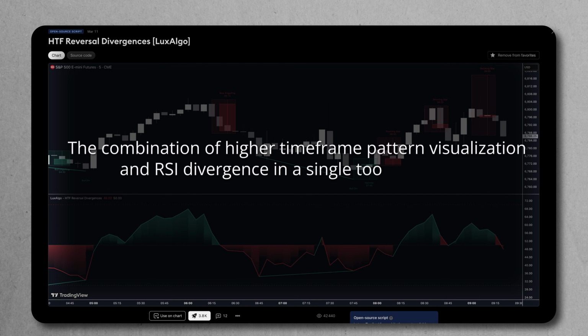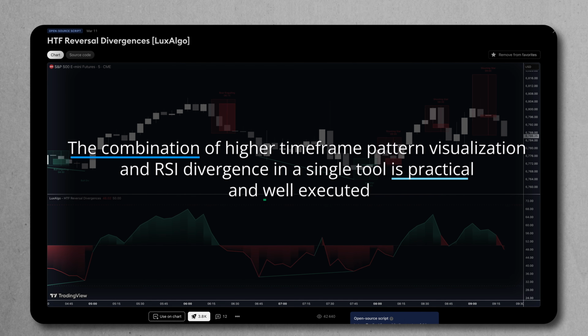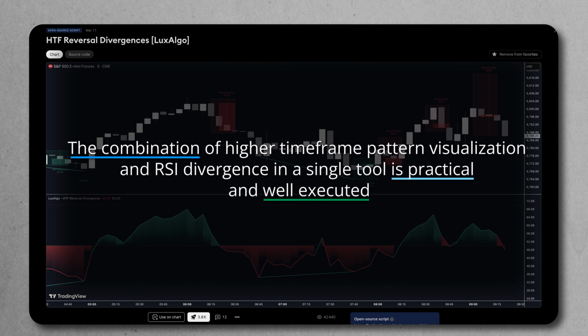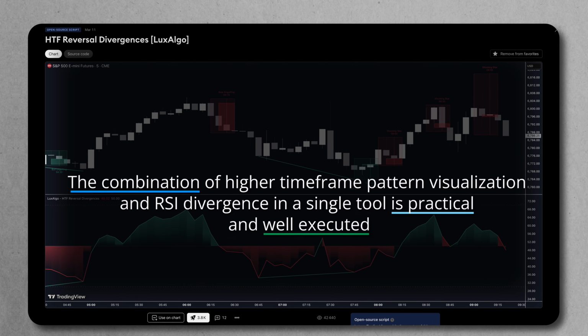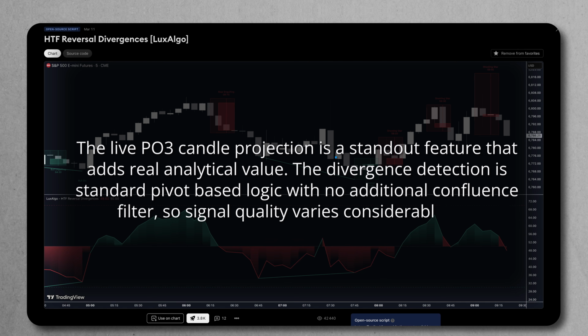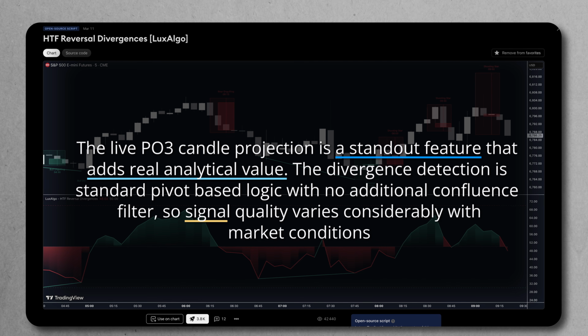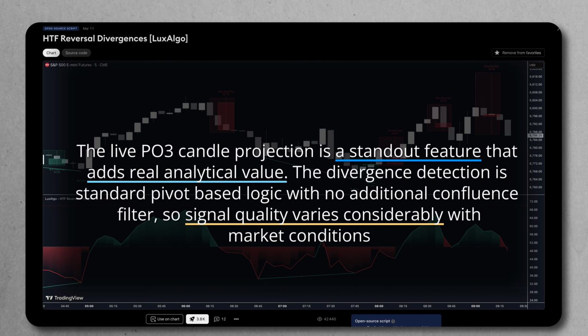The combination of higher timeframe pattern visualization and RSI divergence in a single tool is practical and well executed. The live PO3 candle projection is a standout feature that adds real analytical value. The divergence detection is standard pivot-based logic with no additional confluence filter, so signal quality varies considerably with market conditions.